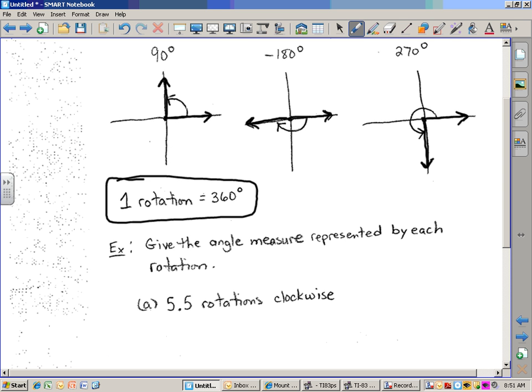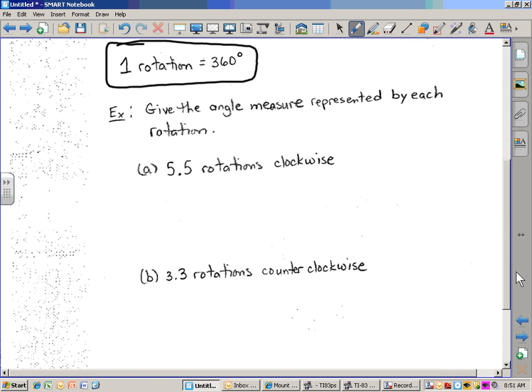One rotation is equivalent to 360 degrees. This is a conversion, something that you should know from geometry. One time around is 360 degrees. We're going to use that to convert rotations to degrees, and we could do it the other way. We could convert degrees to rotations. So the example, give the angle measure represented by each rotation.